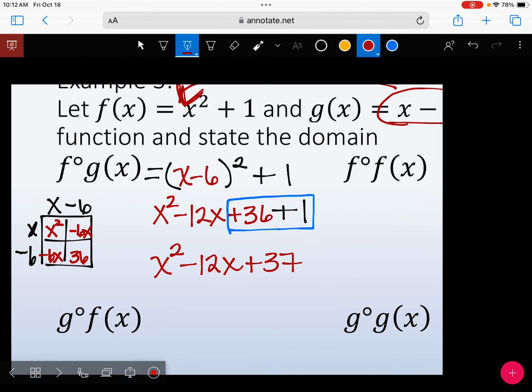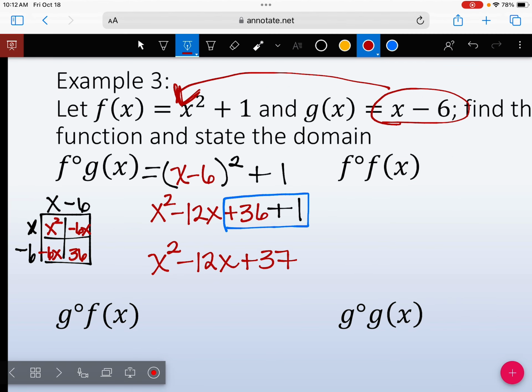Now we also have to state the domain, but remember, if you don't have a fraction or a fraction with a variable in the denominator or square root, your domain is all real numbers. And because I'm starting off with 2 functions that don't have red lights, that tells me that all of my functions, when I create them, will all have the same domain.